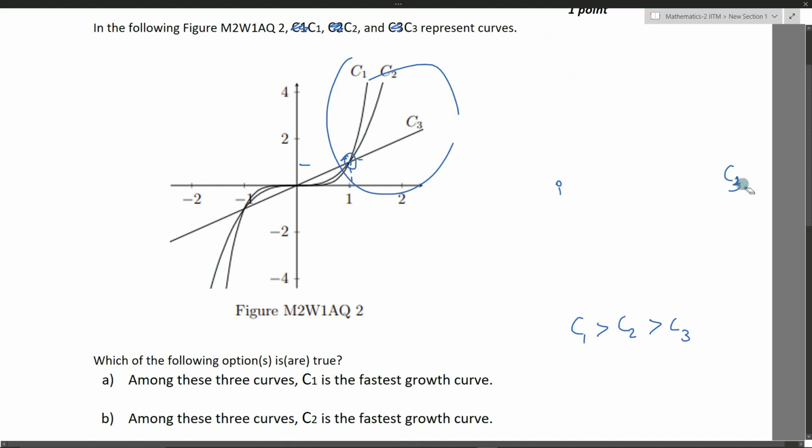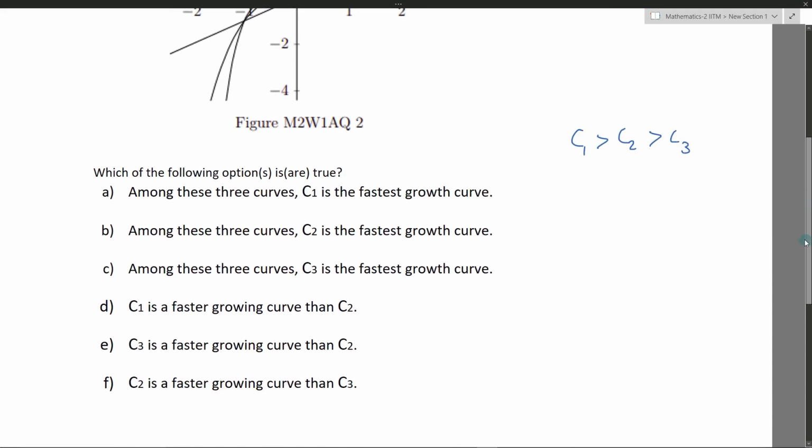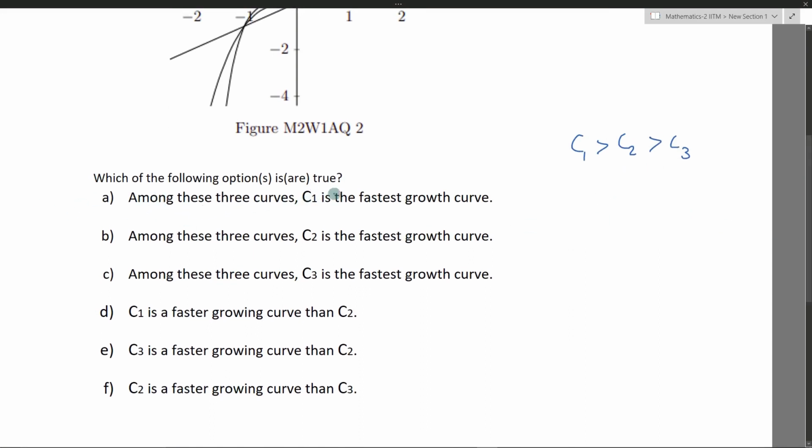Now let's look at the options. Among these three curves, C1 is the fastest growing curve. Yes, according to our understanding, C1 is the fastest growing curve. Among these three curves, C2 is the fastest growing curve. No, this is wrong. Among these three curves, C3 is the fastest growing curve. Again, this is wrong. C1 is a faster growing curve than C2. Yes, this option is right. C3 is a faster growing curve than C2. Again, no, this is wrong. C2 is a faster growing curve than C3. Yes, this is a right option.